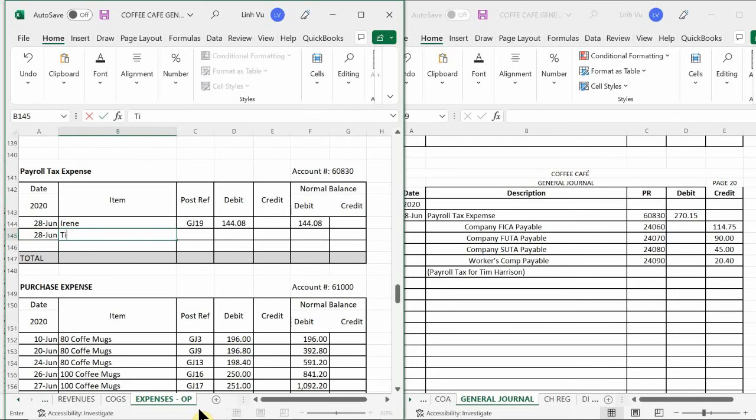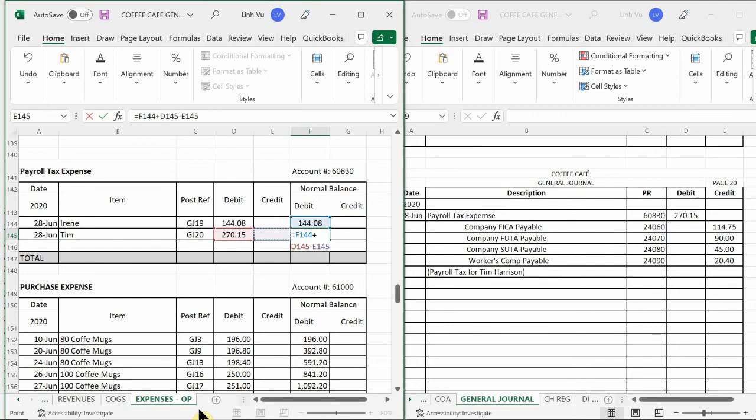We have to pay for Tim. Yes. General Journal 20. How much? It's 217.15. 270.15. Yes. Hold on. Where's my ledger? Oh, there.